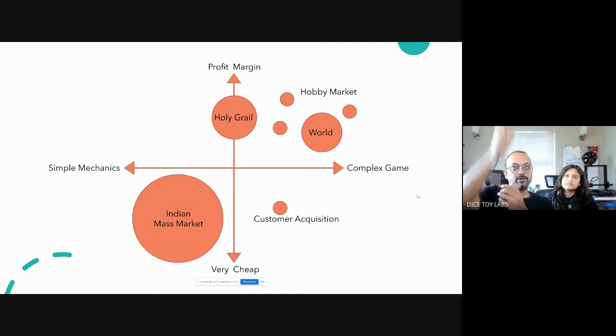Now if you look at this, the hobby market and the world market for board games, they are willing to pay any amount of money. They don't even care about the MRP of the game. That's the beauty about it. They all fall in this category, the top right, which is my favorite category. They are willing to pay even 5,000 rupees for your game if the game mechanics and the value proposition is beautifully packaged.